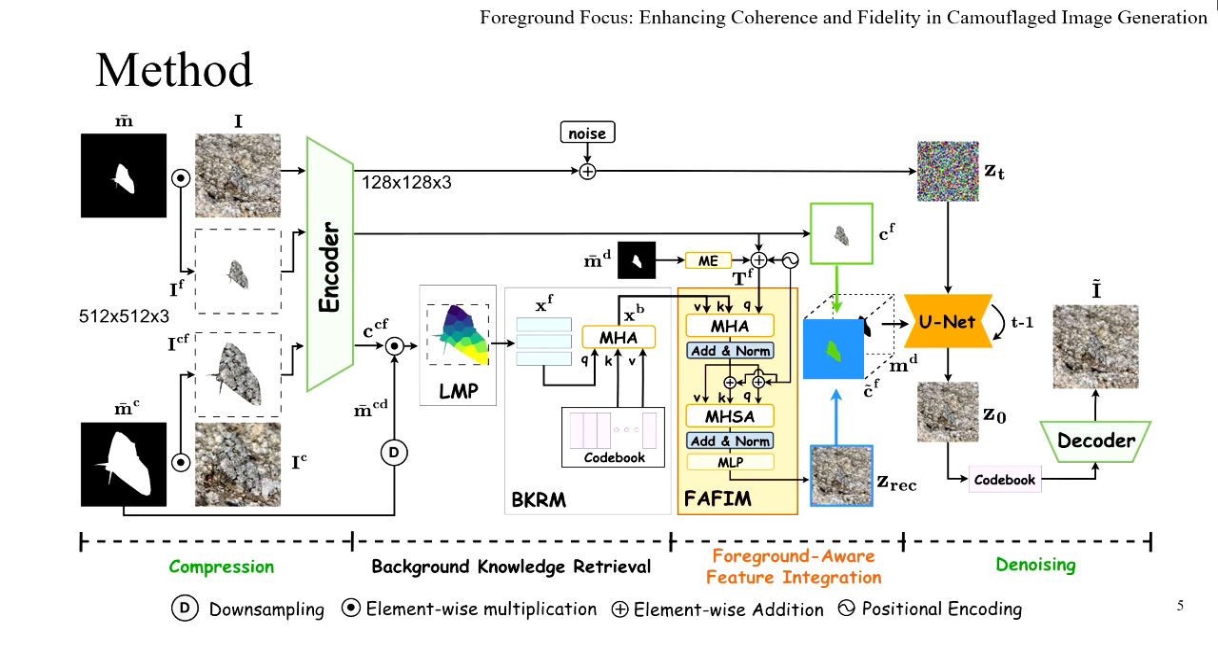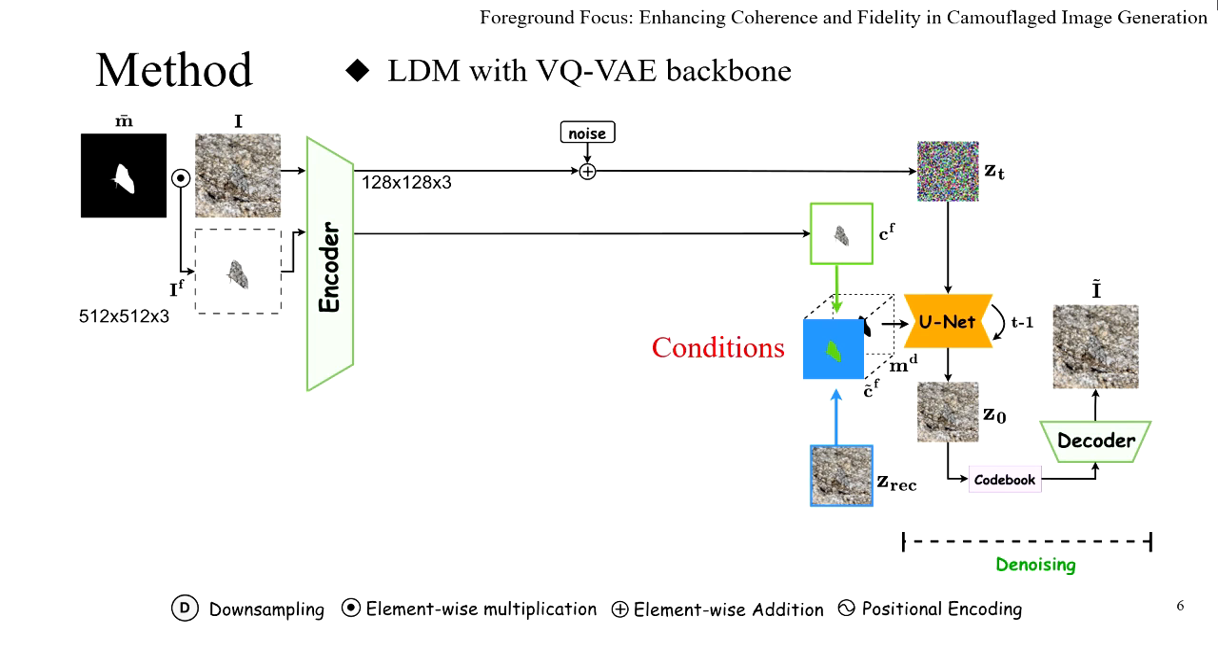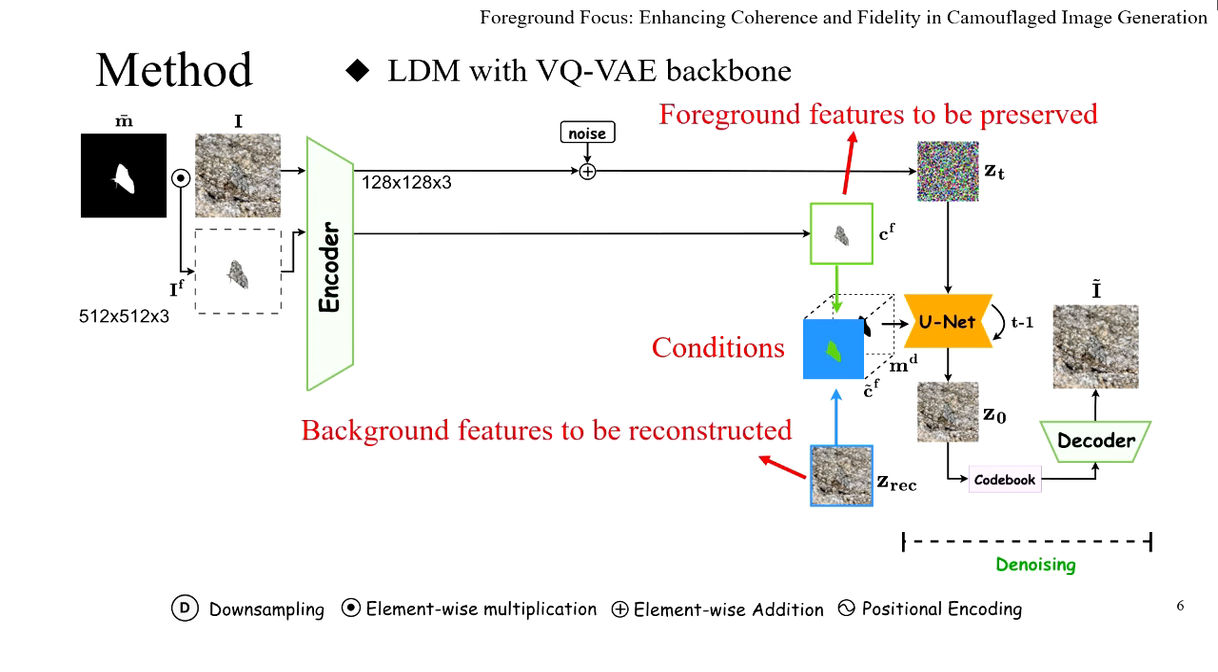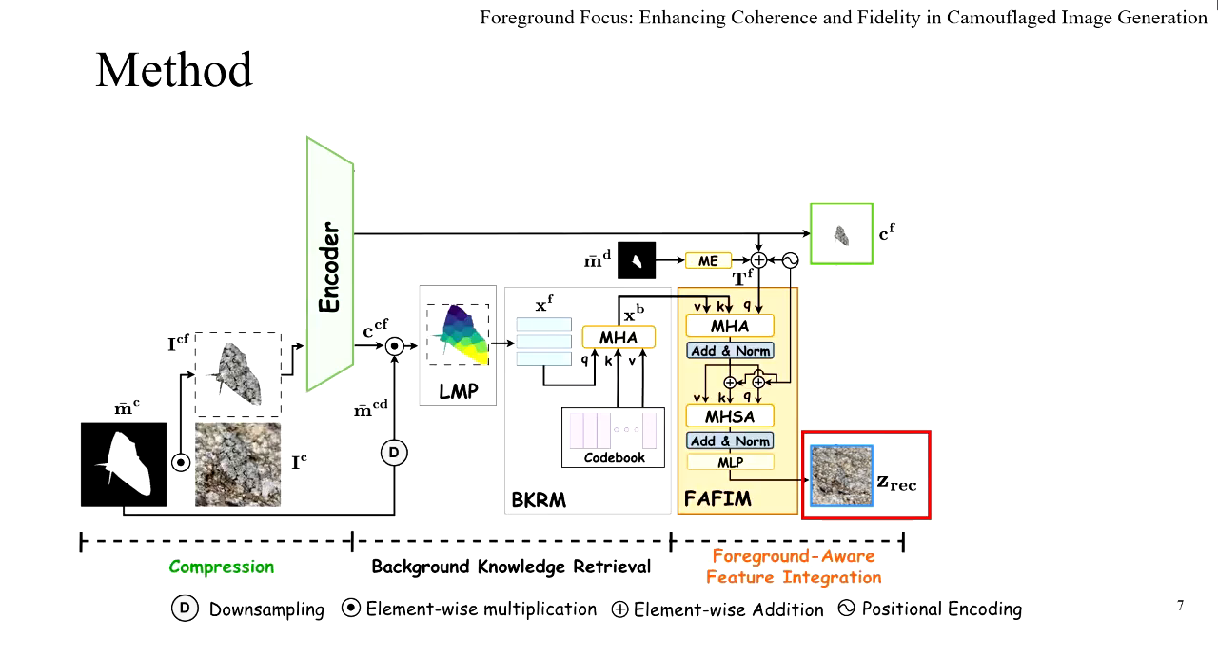This is the structure of our proposed model. It's built upon a latent diffusion model with a VQ-VAE backbone. The generation is conditioned on two components: the foreground features we want to preserve, and the background knowledge we retrieve based on the foreground. The background reconstruction pipeline involves three stages: compression, background knowledge retrieval, and foreground-aware feature integration.